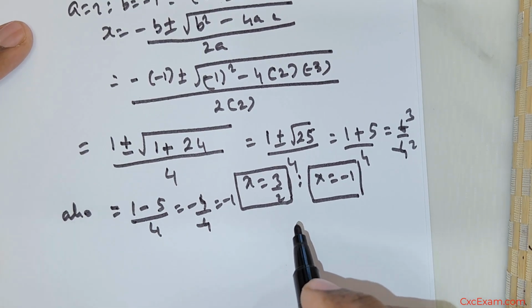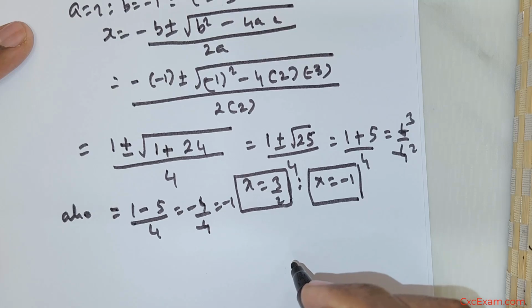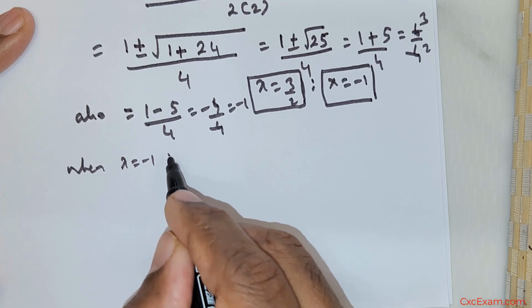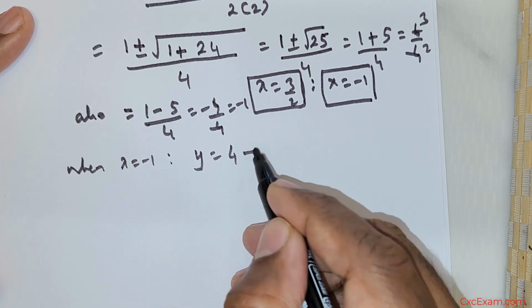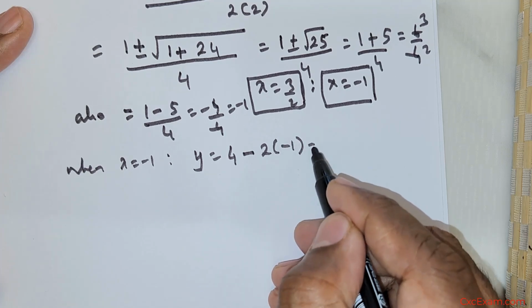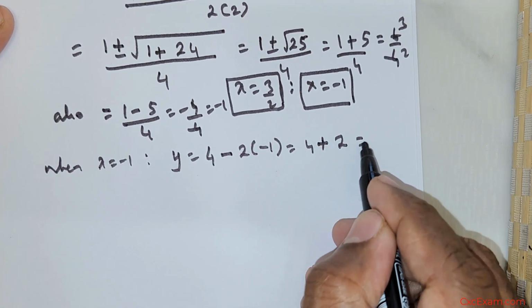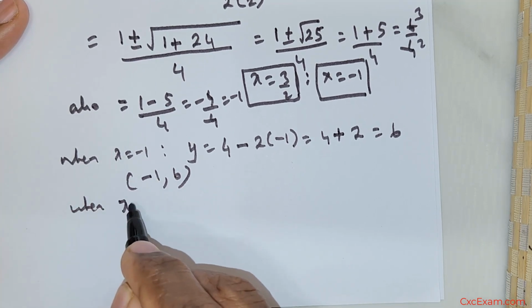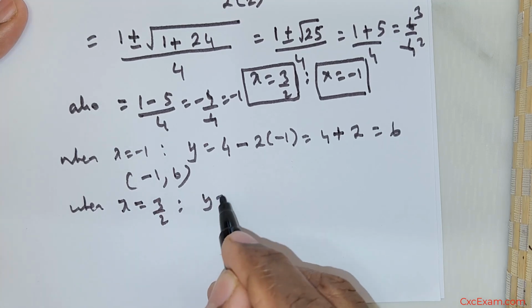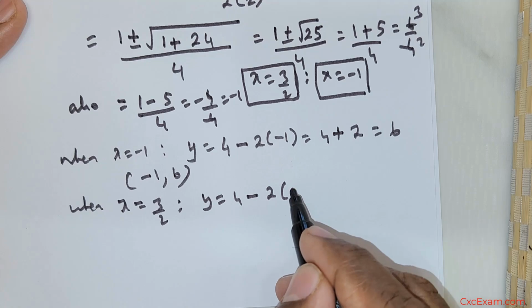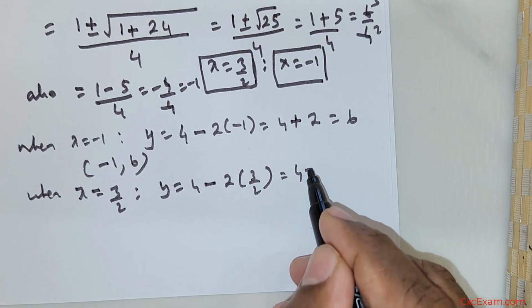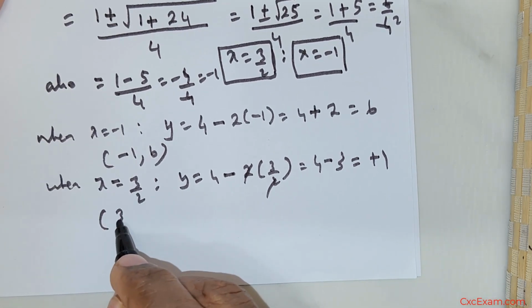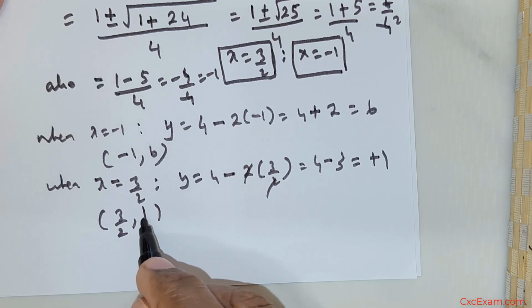Now since it is given for y, we need to get the coordinates also. So I'm going to write this. When x is equal to negative 1, you substitute y is equal to 4 negative 2 of negative 1, which is 4 positive 2, which is equal to 6. So you have a coordinate negative 1 comma 6. Also when x is equal to 3 over 2, we can substitute y is equal to 4 negative 2 of 3 over 2. So this is going to be 4 negative 2 gets cancelled, negative 3, which is going to be positive 1. So when x is 3 over 2, the coordinate is 1.